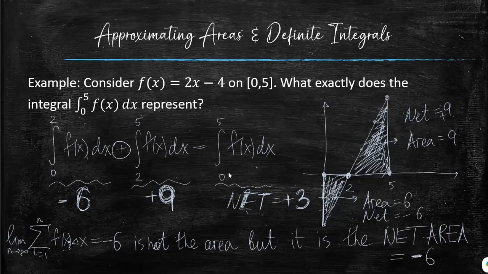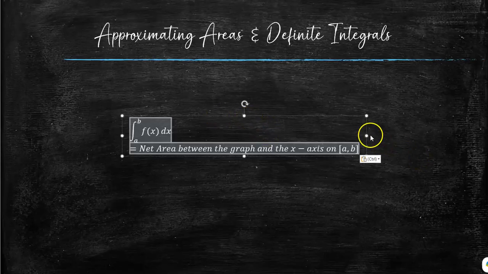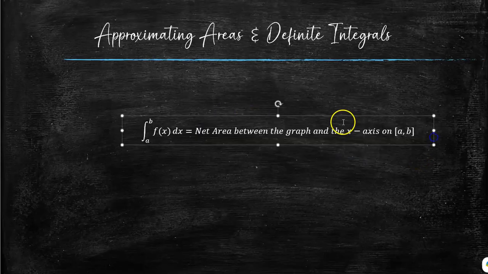All right. So let's update the interpretation of a definite integral. Definite integral is the net area between the graph and the x-axis, now that we know what the net area is. And that means it's okay for the integral to become negative. So that's the big takeaway from this.